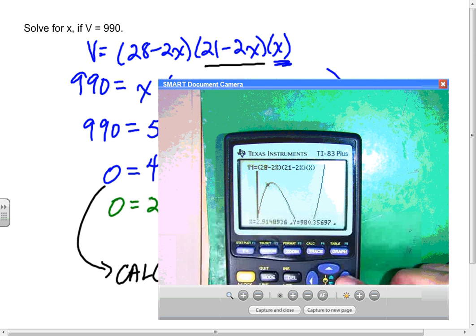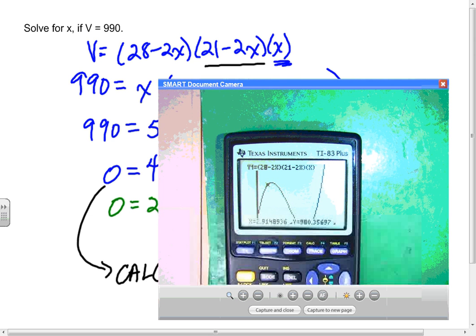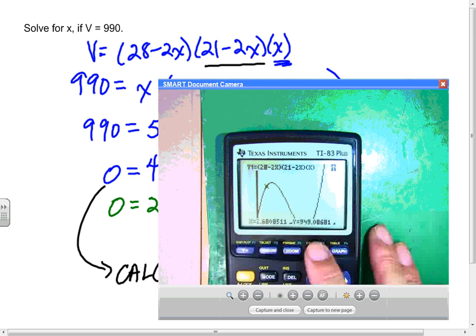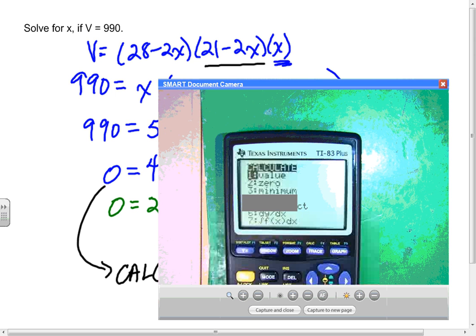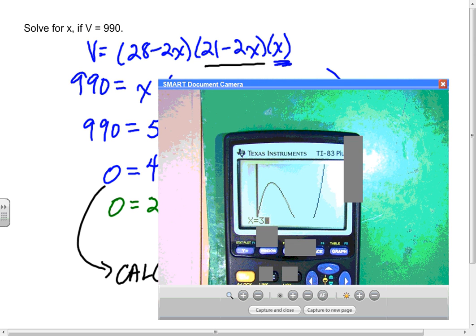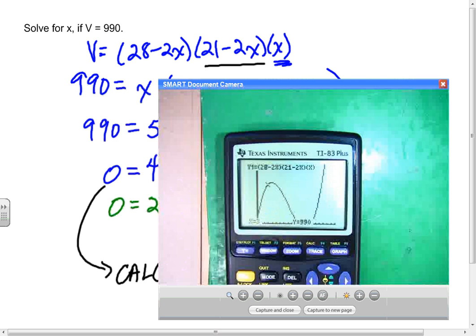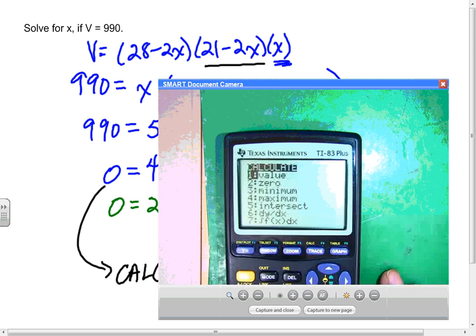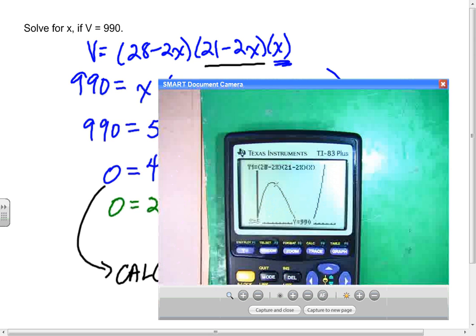Went too far again. When x is approximately 3. We can check that our two values are correct by using the value function. When x is 3, what is the y value? Exactly 990. And when the x value is 5, the function is also exactly 990.